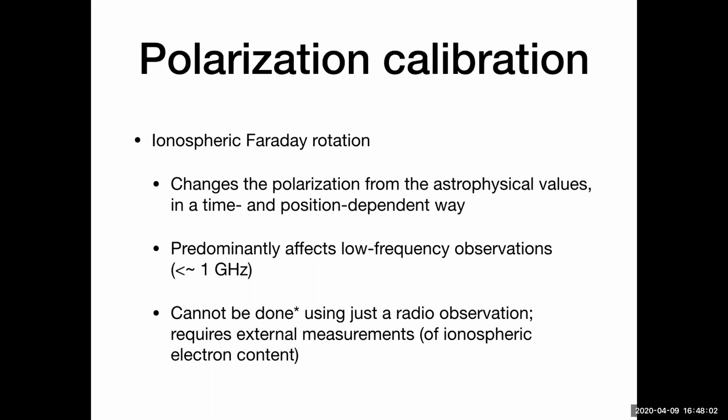And for the most part, it can't actually be calibrated sort of just using your own data. It relies on having external measurements of what the ionosphere is doing. And so you have to have these external measurements of the ionosphere and then model what the Faraday rotation should have been. And then you can try and correct that out of your data before imaging. And I wrote a whole chapter of my PhD on this, but I will spare you the gory details other than, yes, this is a thing that you have to do when you're working with low frequency data.